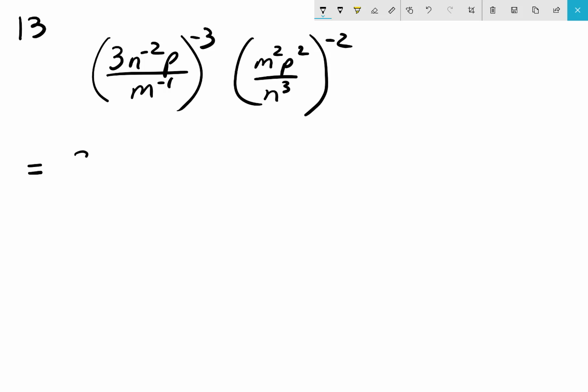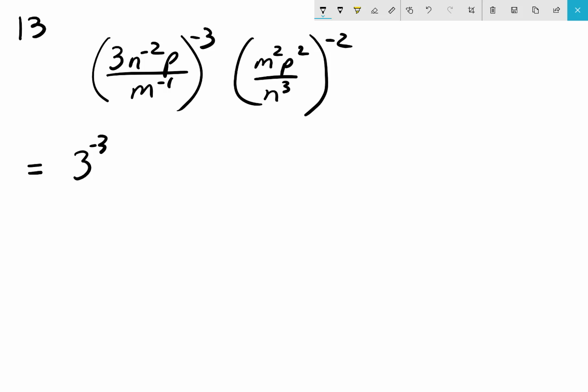3, you're going to have to raise that to the negative 3. It was raised to the first power to begin with, so 1 times negative 3 is negative 3. So now we have 3 to the negative 3 power. You don't multiply that negative 3 by 3. 3 is the base, not the exponent. You can only multiply the exponents. So the exponent on 3 is 1. 1 times negative 3 is negative 3. So 3 to the negative 3 power.